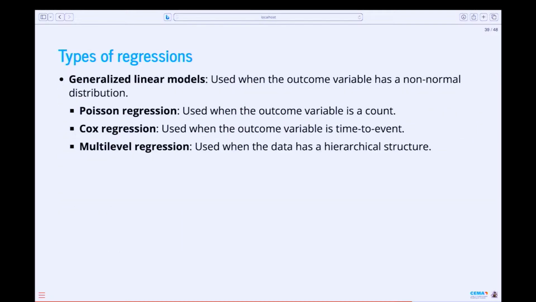Okay, as I end, I've only described logistic and linear regressions in a very brief way, but there are lots of other kinds of regressions that exist. There could be ones that are based on count data. It could be one that's based on time to event. Or it could be one that's based on a hierarchical structure.